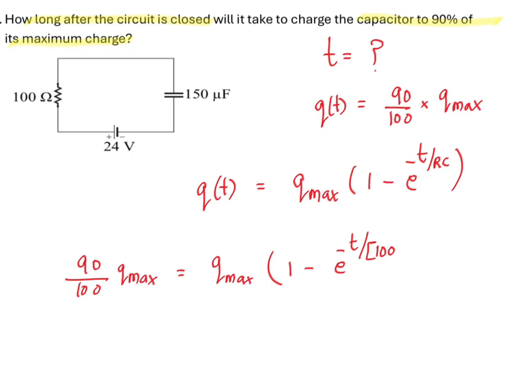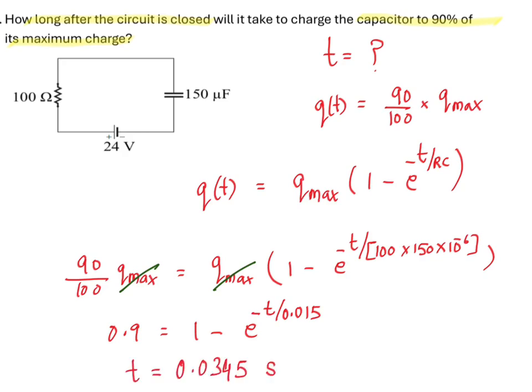But time constant is RC. R is given as 100. C is 150 microfarad. So we'll write it as 150 times 10 to the power negative 6. So our equation is ready. You can see that Q max on either side can be cancelled out. And then we can solve the equation using the calculator to find what's the time, which will come out as 0.0345 seconds.